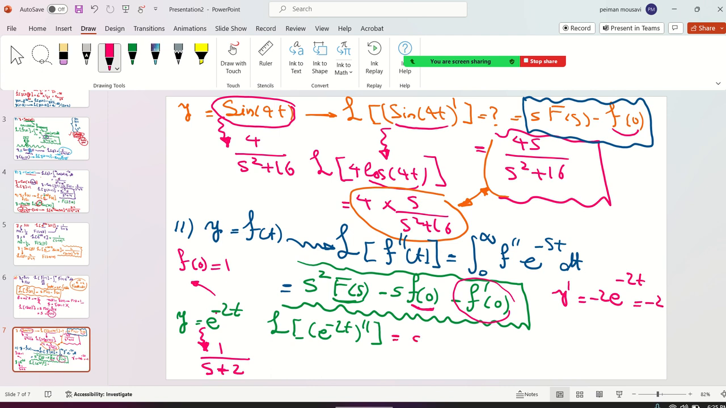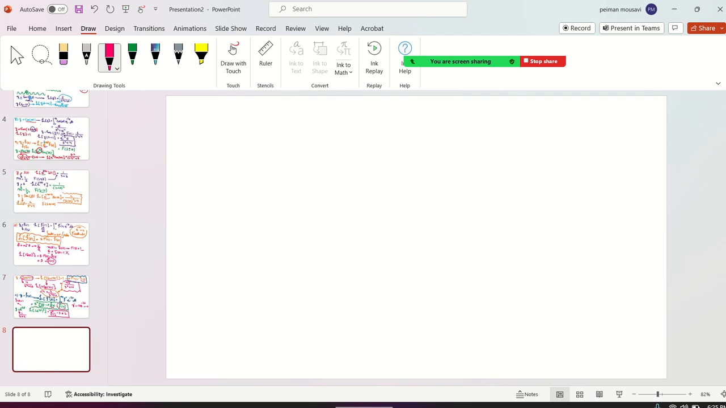So it's going to be s squared F(s), which is 1 over s plus 2, minus s times 1, and plus 2. Here we go. This is the answer: the Laplace of the second time derivative of this. I give you this example and I hope that you solve it.